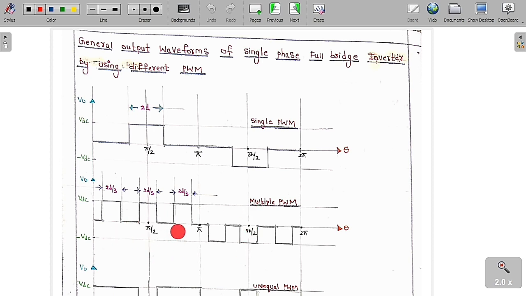Here we are going to get 3 pulses in half of the cycle. Therefore the total pulse width is 2D, and as there are 3 pulses, each is 2D by 3. So 2D by 3, 2D by 3 and 2D by 3 is the pulse width of each pulse. Adding all these gives the total pulse width of 2D. So this is the nature of output we are going to get if you use multiple pulse width modulation to generate the output voltage of the single phase full bridge inverter.